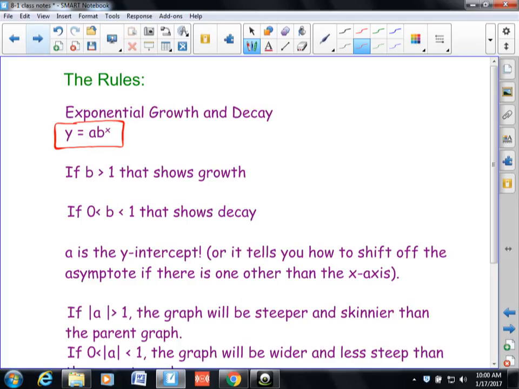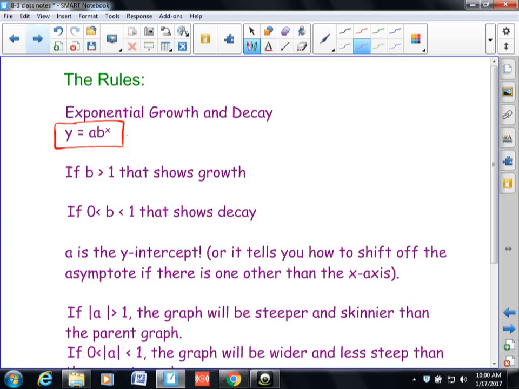a is the y-intercept if we don't have anything else that's being added onto this. So for instance, if we had something like a +3 out here, well then it's not the y-intercept anymore. But it would help us tell how to shift off the asymptote. If it's just our parent graph like this, if a were 2, it would tell us to shift up 2. If it was a 5, it would tell us to shift up 5. And you'll see how this works as we get graphing things.